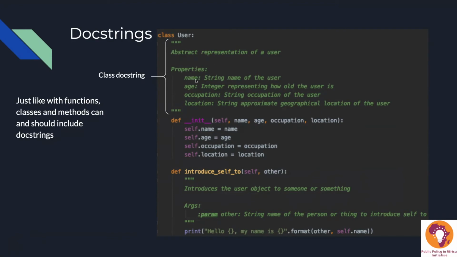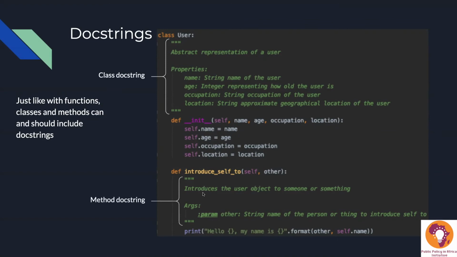So I have properties: name, it's a string name of the user. My age property, it's an integer representing how old the user is. The occupation is a string occupation of the user. The location is a string approximate geographical location of the user. So something you want to include here whenever you're calling out your properties is generally what the data type is, or supported data types for that parameter name, and then a short description of what it is. You need to also include a description of your class generally up here, a brief description.